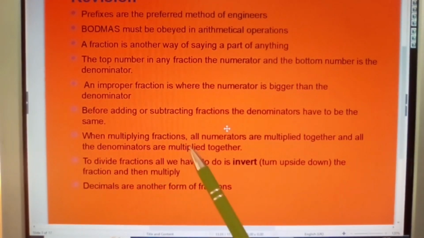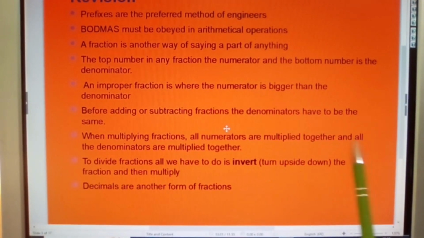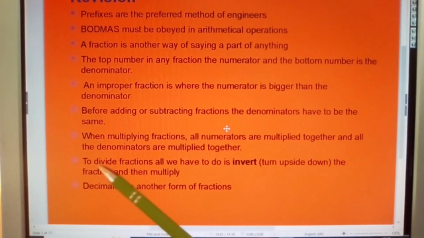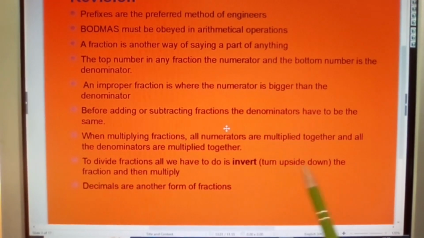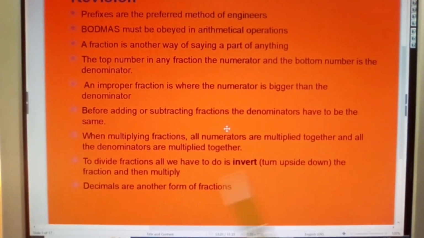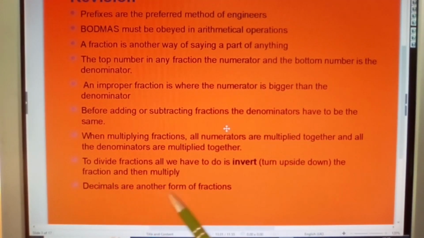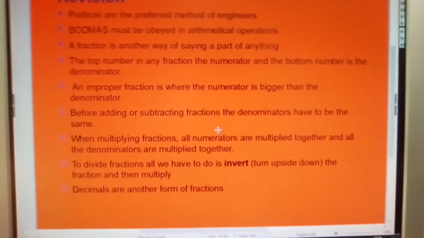When multiplying fractions, all numerators are multiplied together and all the denominators are multiplied together. To divide fractions, all we have to do is invert the fraction, turn it upside down, and then multiply. Decimals are another form of fractions. That's what it says there.